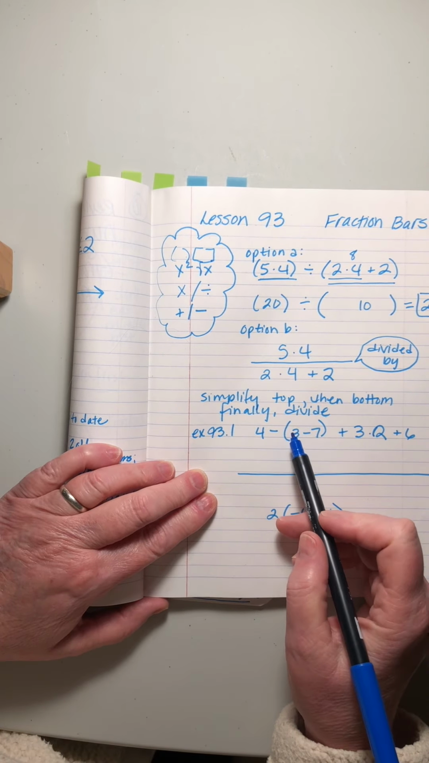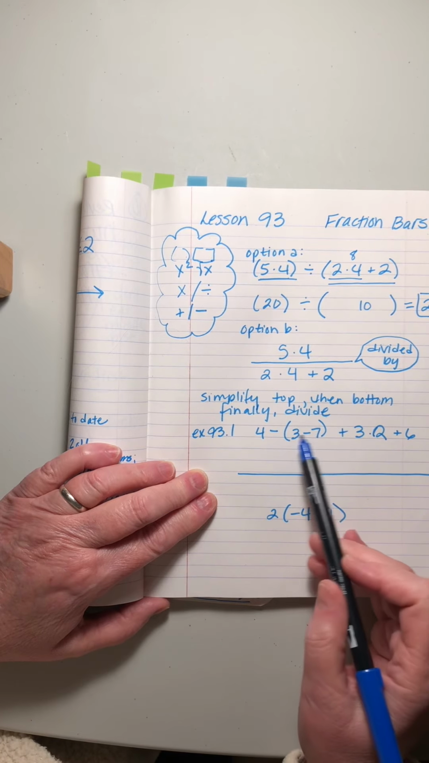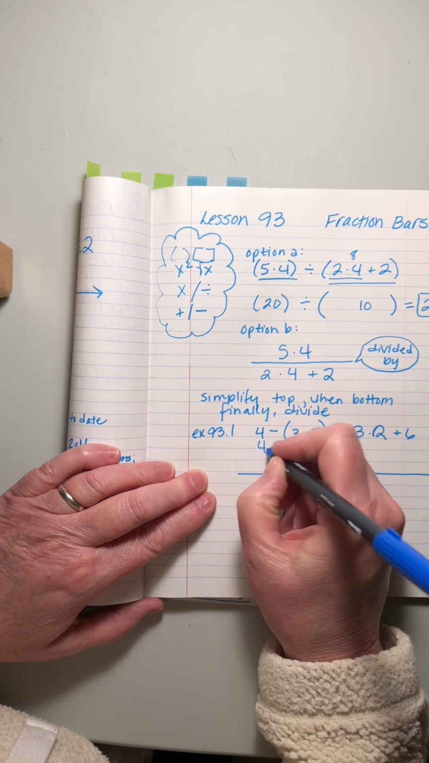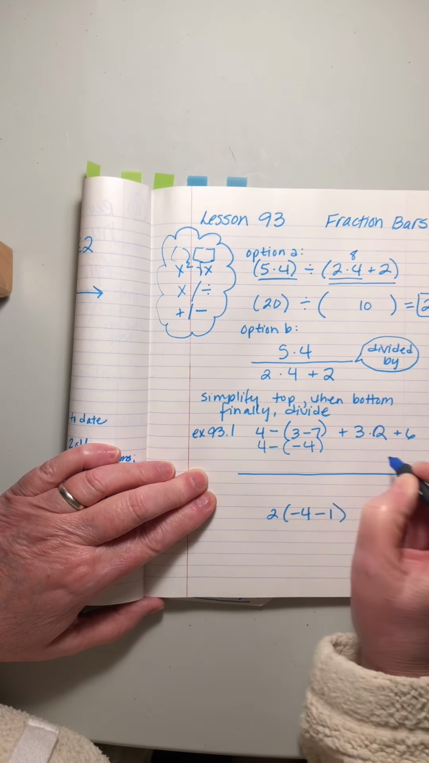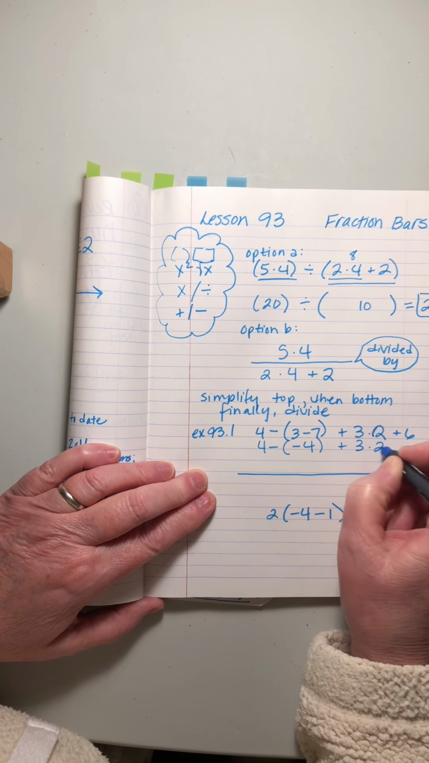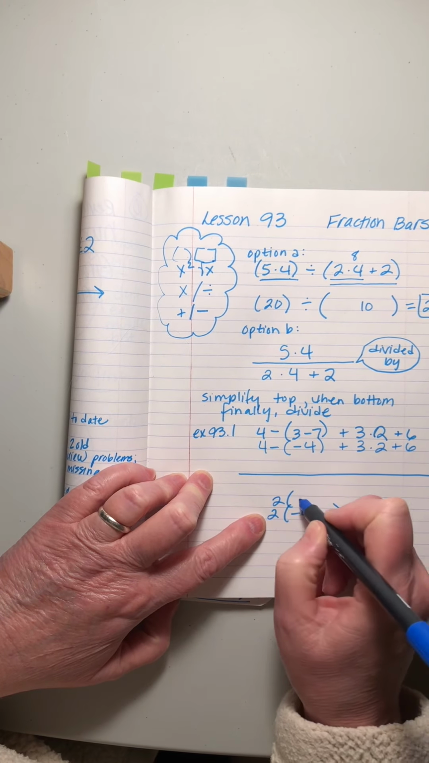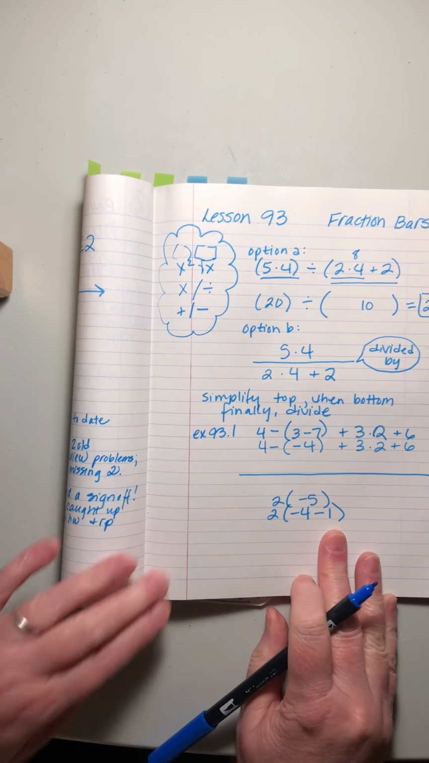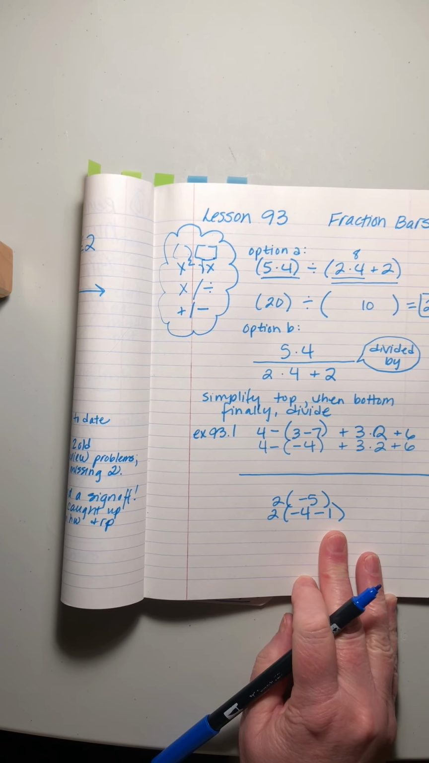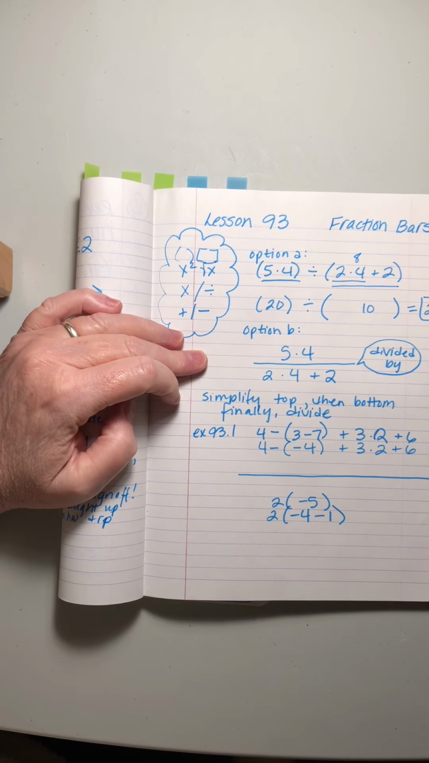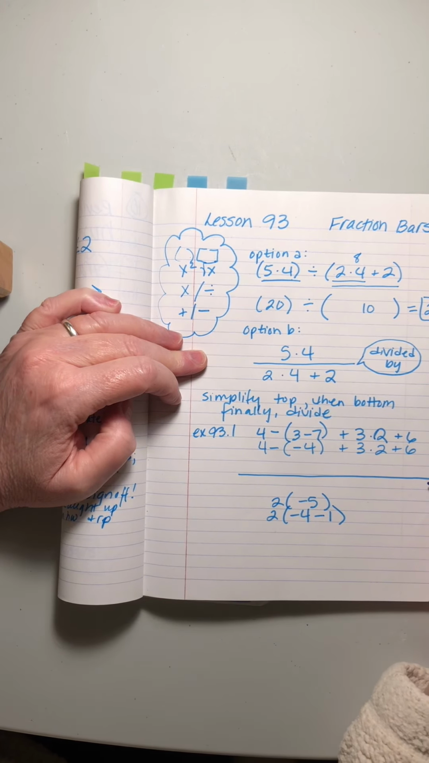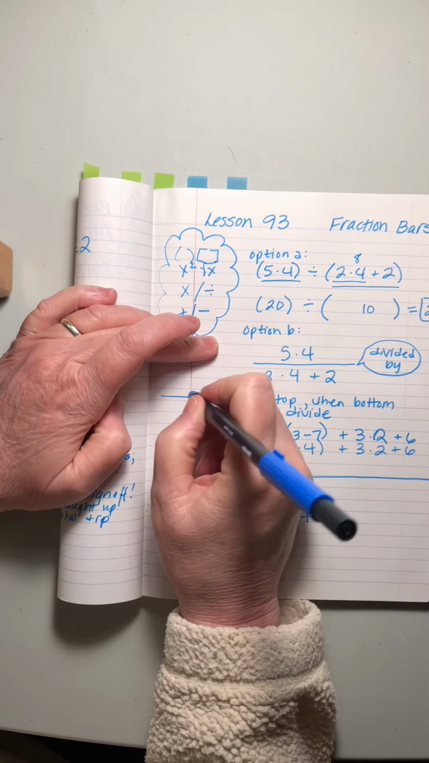Okay, so let's simplify what's in the parentheses. This I can do, right? This will become 4 minus 4 plus 3 times 2 plus 6. Then this I can simplify as 2 times minus 5, minus 4 minus 1. Now I've simplified what's in the parentheses. Now we will do multiplication and division, but not this division. That comes last, just by following the simple rules.